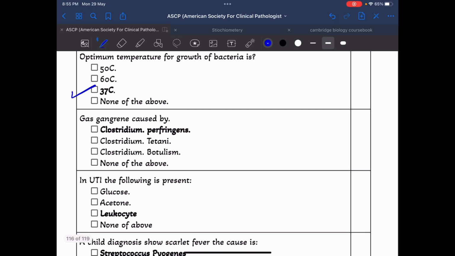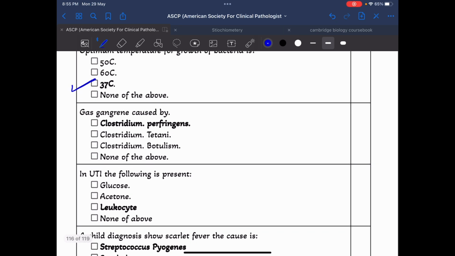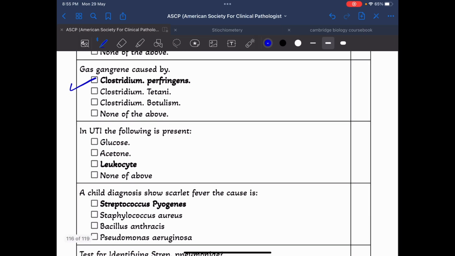Gas gangrene is caused by Clostridium perfringens, Clostridium tetani, Clostridium botulinum, or none of the above. The correct answer is Clostridium perfringens. In UTI, urinary tract infection, the following is present: glucose, acetone, leukocyte, none of the above. In urinary tract infection, you will find too many white blood cells, leukocytes, as an indication of infection.